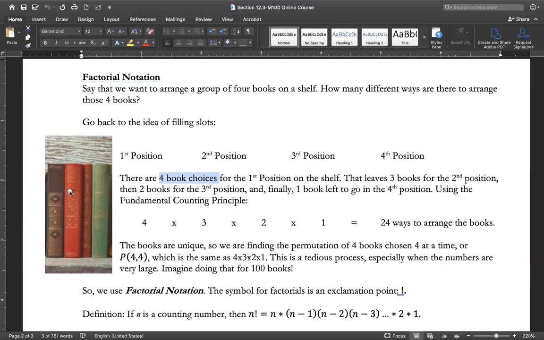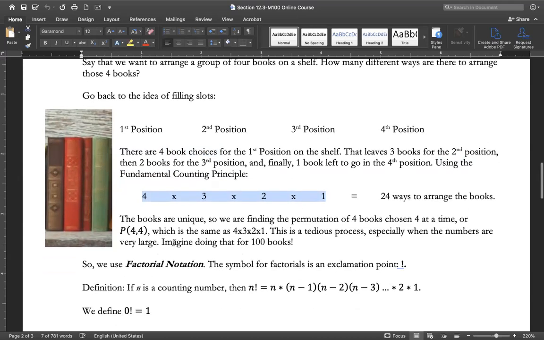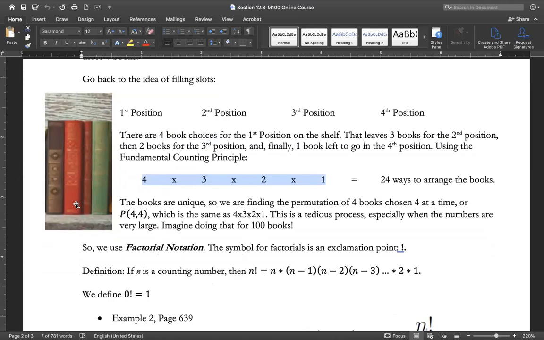If we chose this red book second, then there are 2 other books that could go third. We chose this kind of orangish book. Actually, I guess that's orange and that's more red. But anyway, there are 2 books that could go there, and then there's 1 book left to go there. Now, based on that fundamental counting principle that we talked about on Tuesday, we can say by filling slots that there are 4 times 3 times 2 times 1, which is a total of 24 ways to arrange the books on the shelf. The books are unique, okay? So we're finding a permutation of 4 books chosen 4 at a time, which is this notation right here.